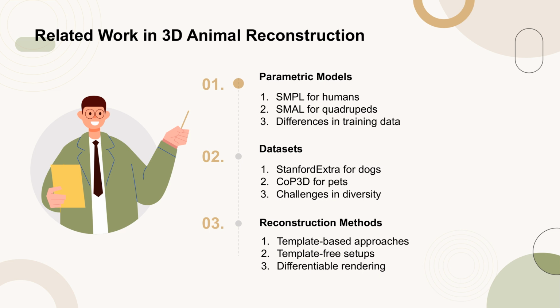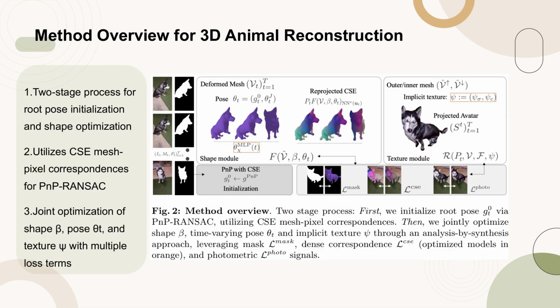Various reconstruction methods have been explored, including template-based approaches like SMAL, and template-free setups that analyze collections of images or videos. Differentiable rendering has also supported the analysis by synthesis method for animal reconstruction from single videos. Figure 2 provides an overview of the method used for reconstructing animatable 3D animals from casual videos.